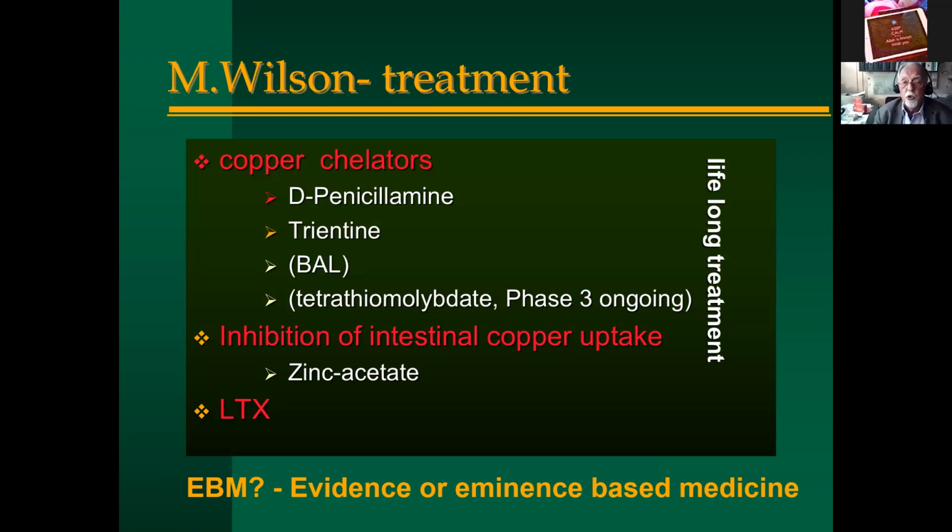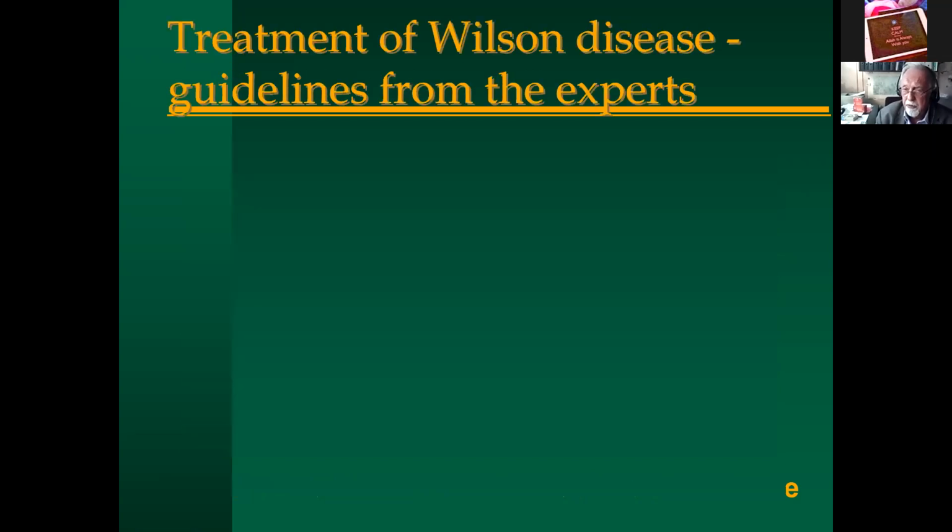So at the end, we come to treatment. Basically, we have different ways to treat the patients. We can chelate or bind the copper and get it to excretion. The most commonly used drug is penicillamine. A new compound I'm going to discuss with you is tetrathiomolybdate. You can inhibit intestinal copper uptake by zinc acetate, and at the ultimate stage, you may have to replace the liver. The question is, is this evidence-based medicine or eminence-based medicine? There are not much data to support any types of this treatment.